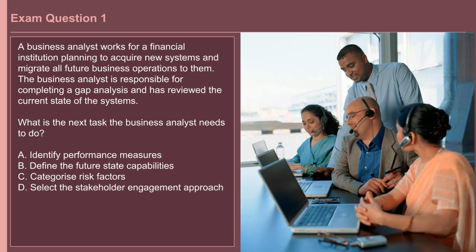Question 1. A business analyst works for a financial institution, planning to acquire new systems and migrate all future business operations to them. The business analyst is responsible for performing a gap analysis and has reviewed the current state of the systems. What is the next task the business analyst needs to do to complete the gap analysis? A. Identify performance measures. B. Define the future state capabilities. C. Categorize risk factors. D. Select the stakeholder engagement approach. Take 5 seconds.